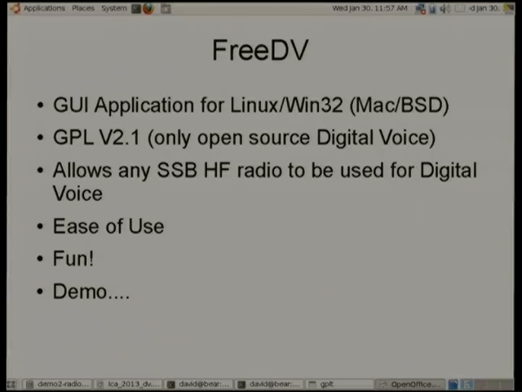It's all GPL version 2.1, the only open source digital voice application that we know of, and it allows any SSB radio to be used for digital voice. There's been quite a lot of experience over the past few years of ham radio operators working with this sort of software. We've incorporated that experience to make it easy to use, and it's kind of fun. It's got some neat GUIs and things to play with. So I'll see if we can get that going now.